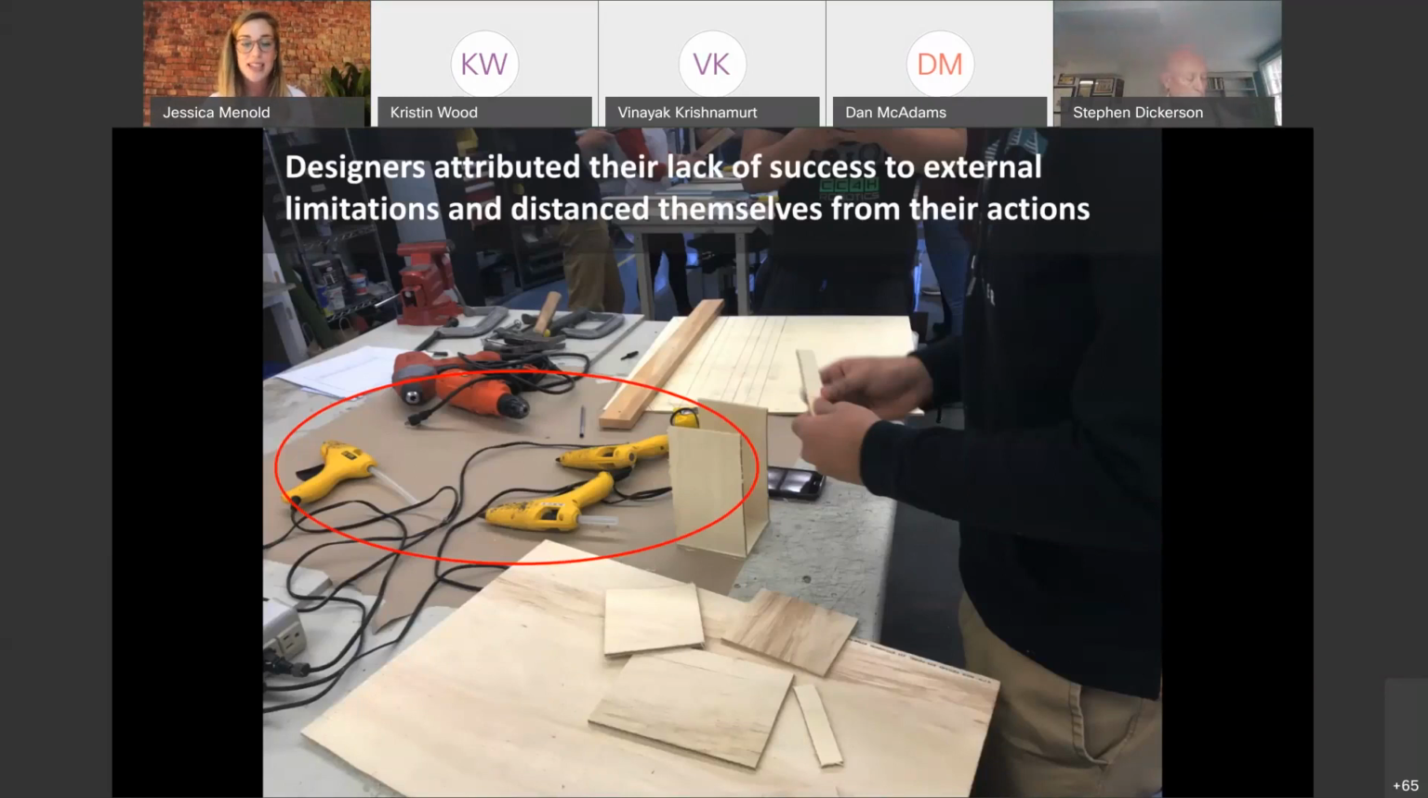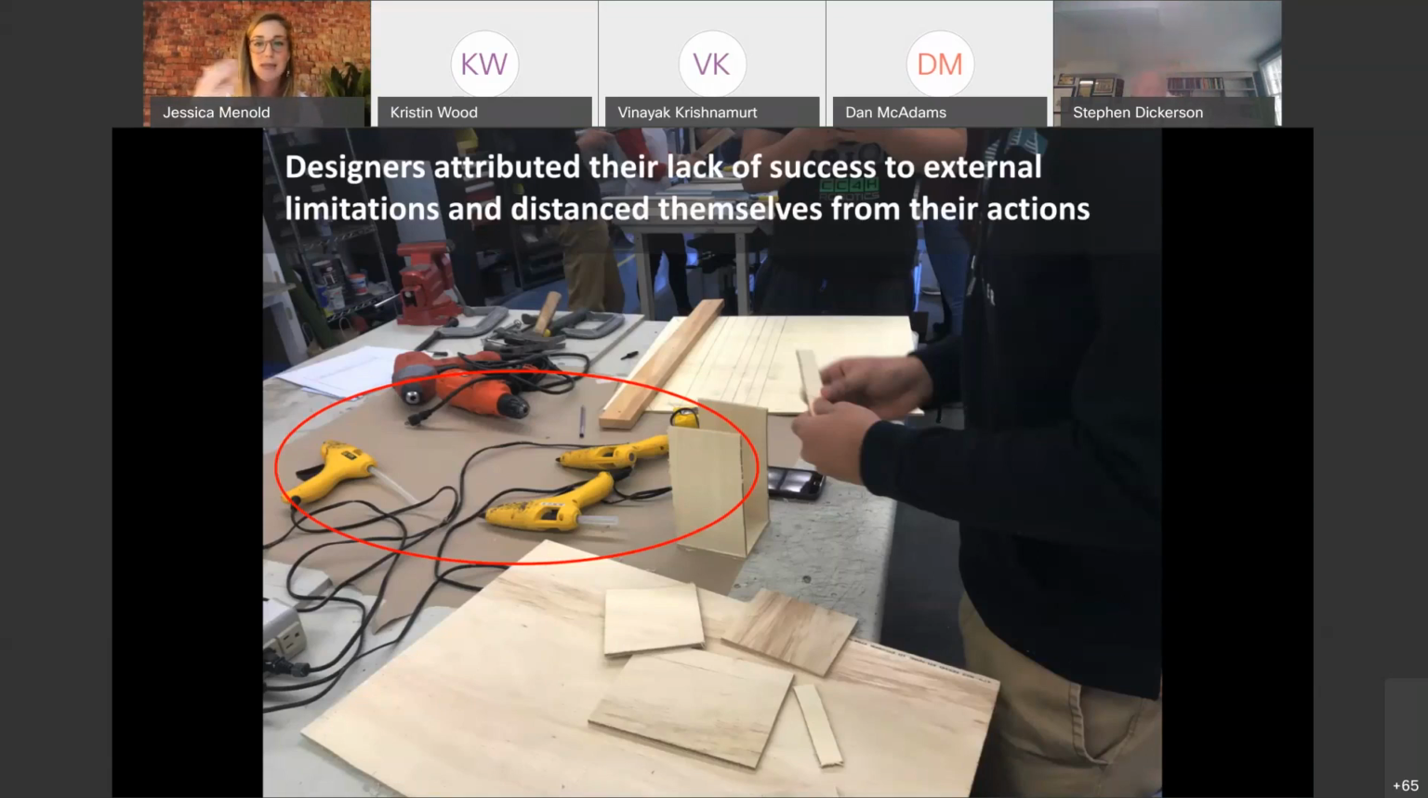In one case, we had a designer state that I could not gain access to some of the equipment, particularly hot glue guns, and thus I had to pivot my design and choose to create a tower with self-locking pieces. However, as you can see in my photo, there were lots of hot glue guns, lots of equipment readily available. And if you look back at this particular designer's ideation sheets, there was evidence of self-locking parts for their tower in those ideation sheets. And so it's interesting that they were reframing their failure and blaming these external factors.